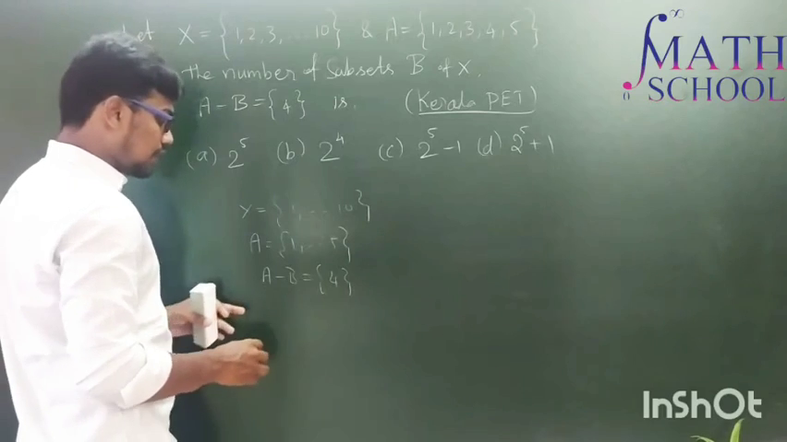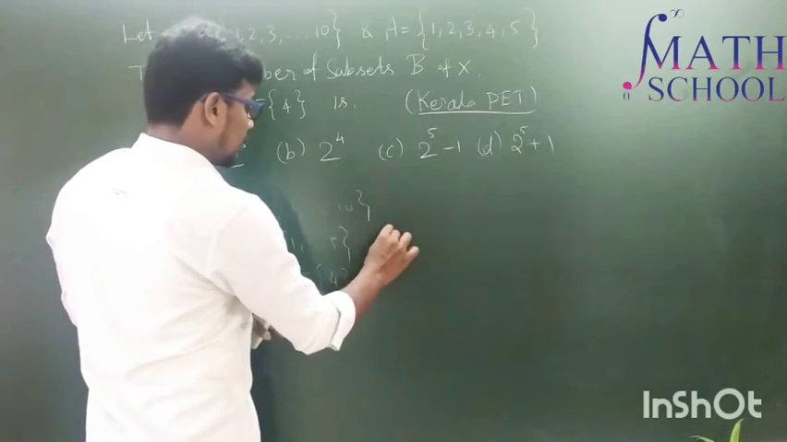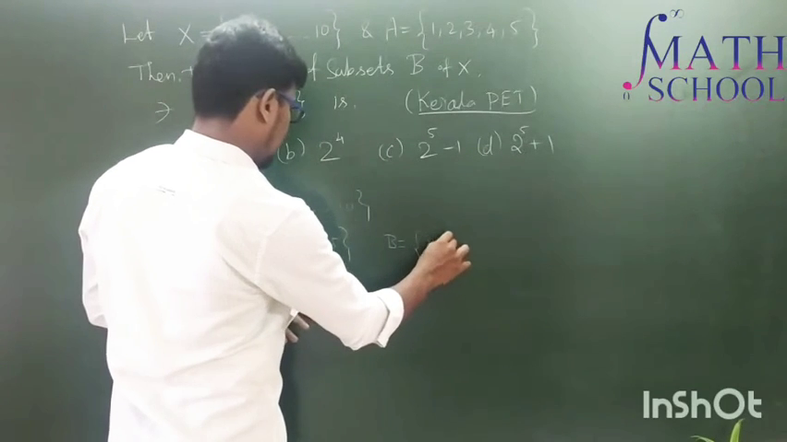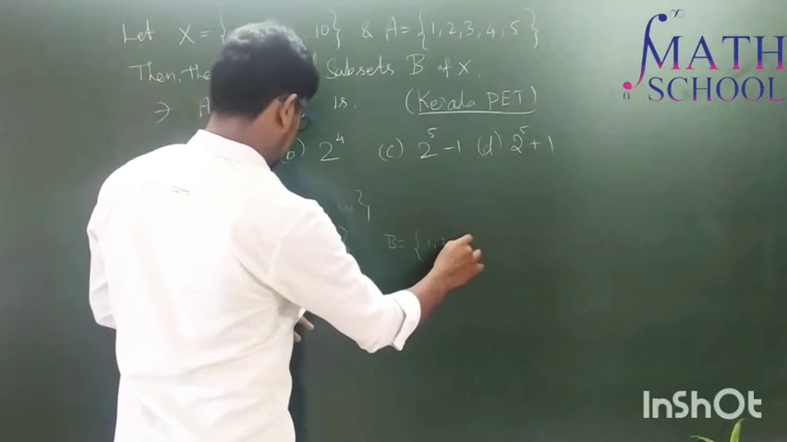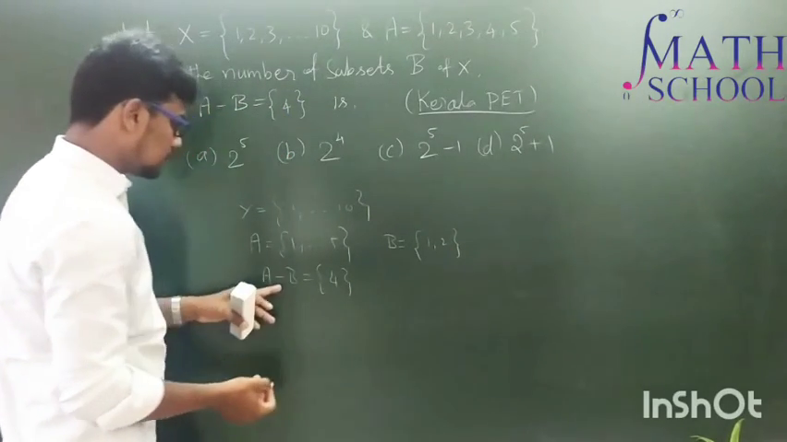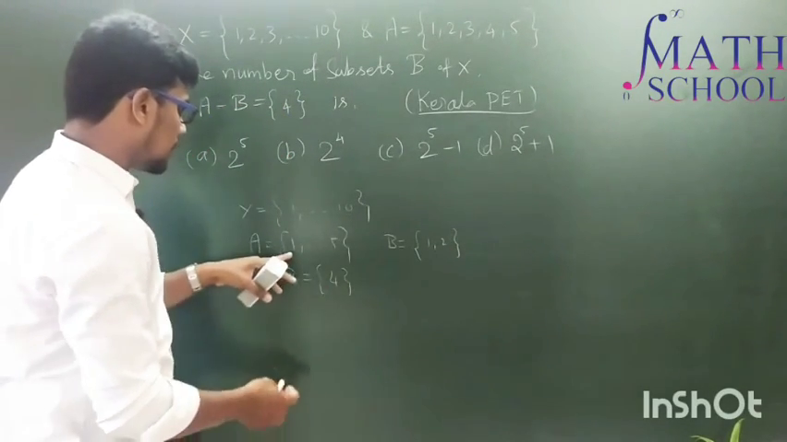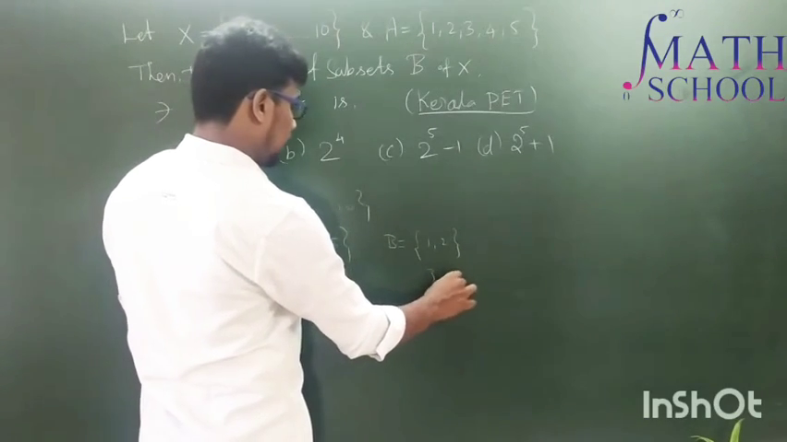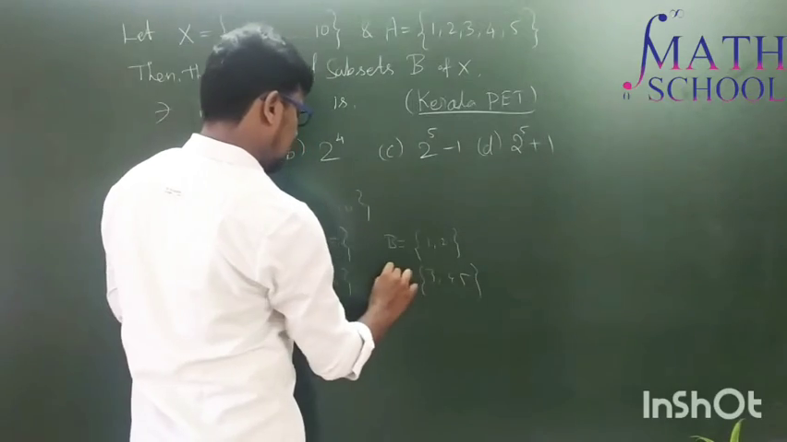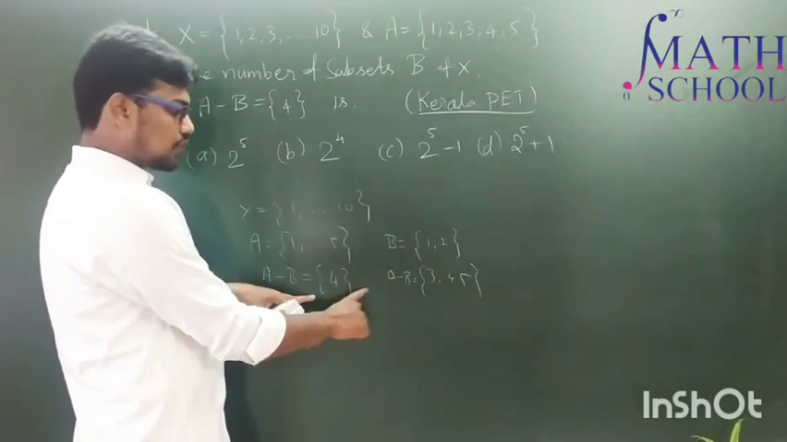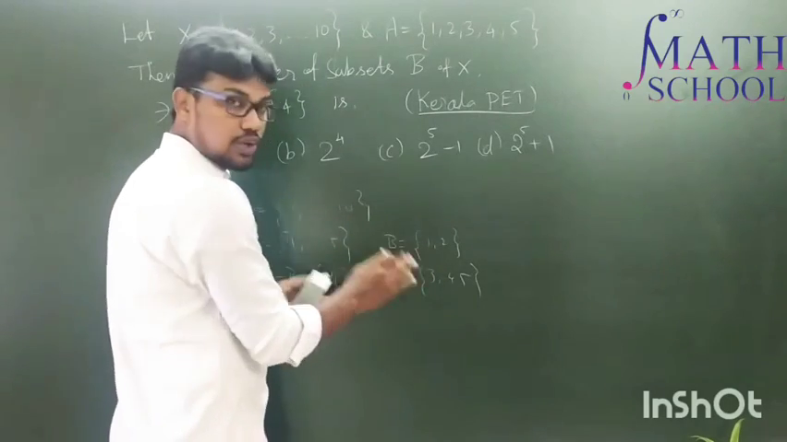Let me make it clearer. Suppose, for example, we have a set B equal to {1, 2}. What will A minus B be in that case? Since B is {1, 2}, A minus B will be {3, 4, 5}, right? But they have given A minus B equal to {4}. So of course we can conclude this is not our B.